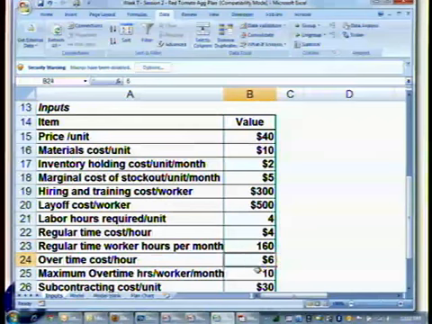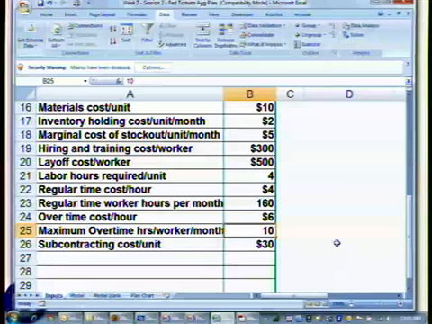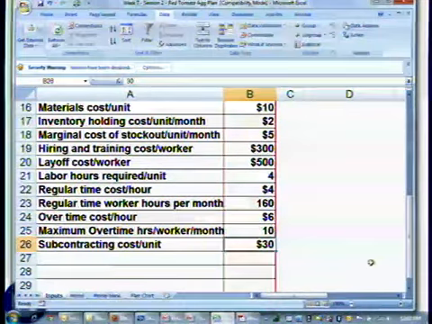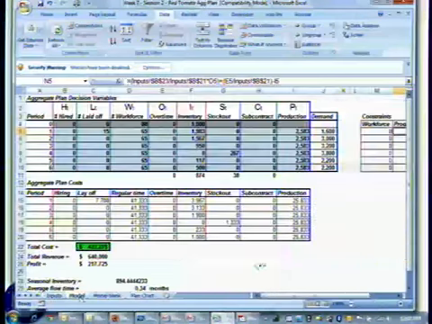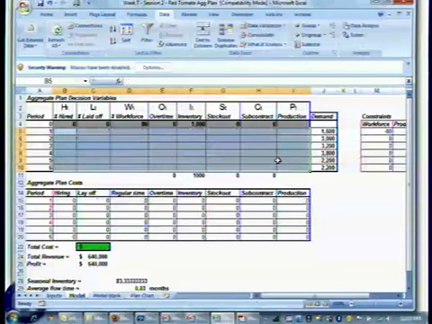The overtime cost per hour, here is that input that I mentioned. The maximum overtime hours per worker per month is going to be an important input. We're going to allow 10 worker hours per month, like 2.5 hours a week. The subcontracting cost is $30 per unit. We defined that earlier. So these are all our inputs. Now our model will utilize those in the calculation. I'm going to zero out all of the inputs here in the optimal solution.